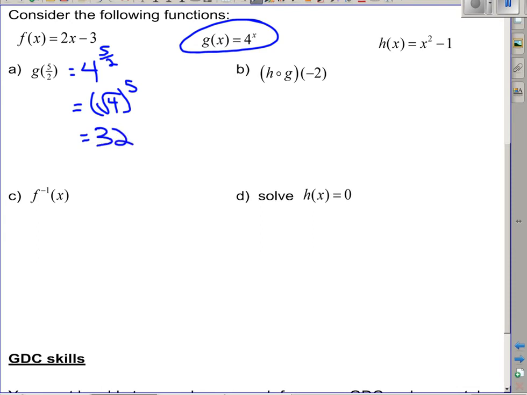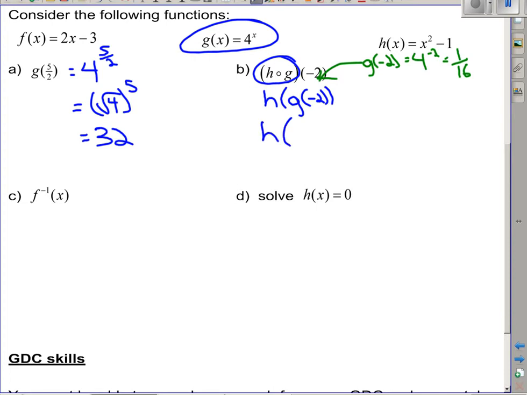All right, this notation here you have to be familiar with. It means h following g. So this really means h of g of negative 2. Just like regular expressions, you're going to work from the inside out in your brackets. So we'd need to figure out what g of negative 2 is. And it follows that g of negative 2 is going to be 4 to the power of negative 2, or 1 over 4 squared, or 1 over 16. So h of g of negative 2 means h of 1/16.